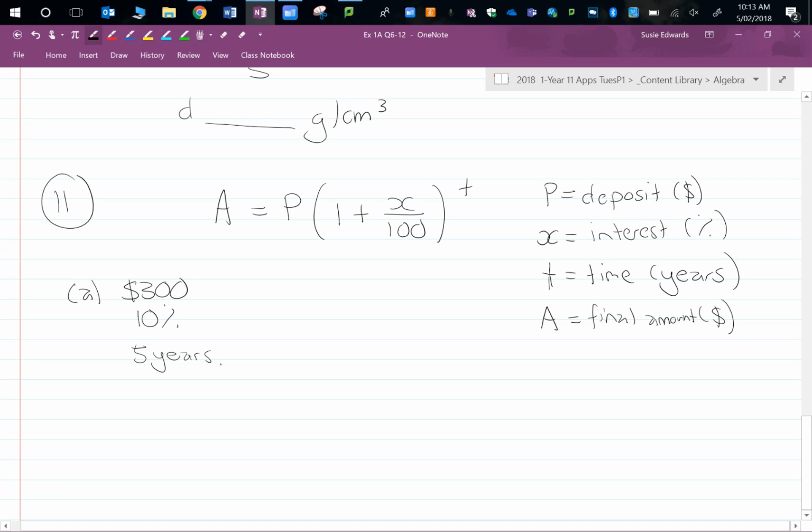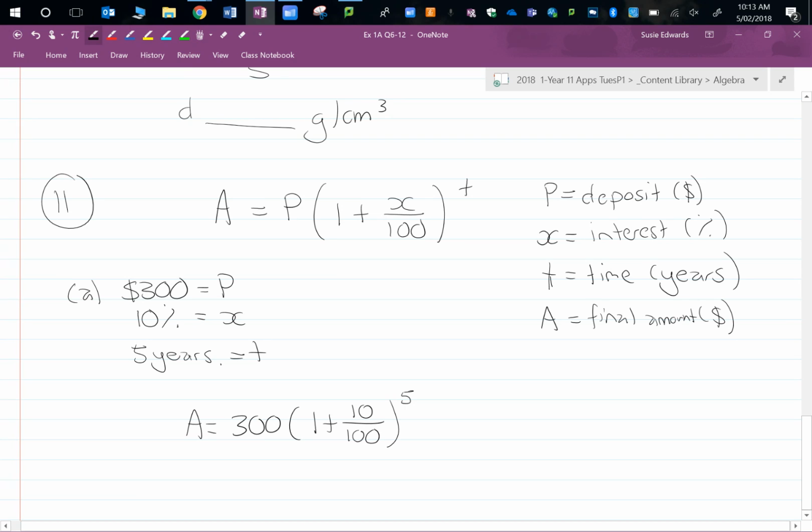So what's the $300? What letter does it represent? P, good. What's the 10% represent? R. What's the 5 years represent? T. Once you've got that and you've got a formula, all we have to then do is write out our formula. A equals 300, 1 plus 10 over 100, to the power of 5.